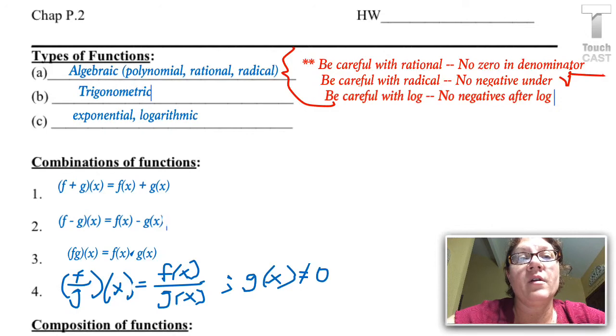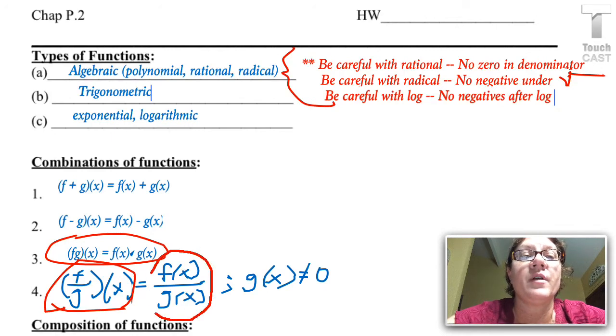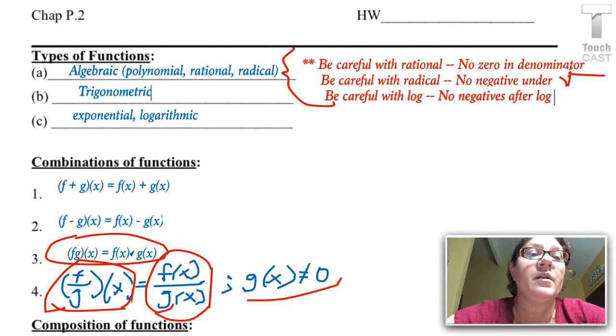And if it is a product, then I can take the two individual functions and simply multiply them. And if it is a quotient, I can take the two functions separately and just divide them, keeping in mind that the denominator, of course, cannot be 0.